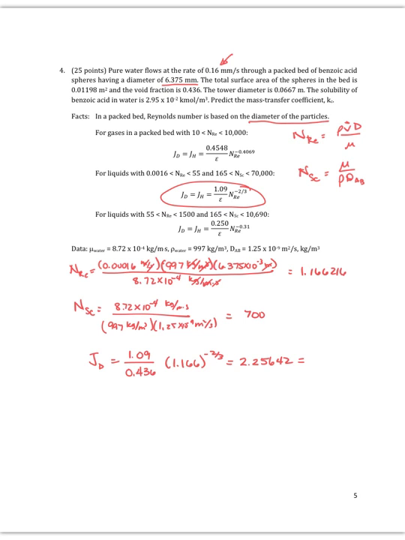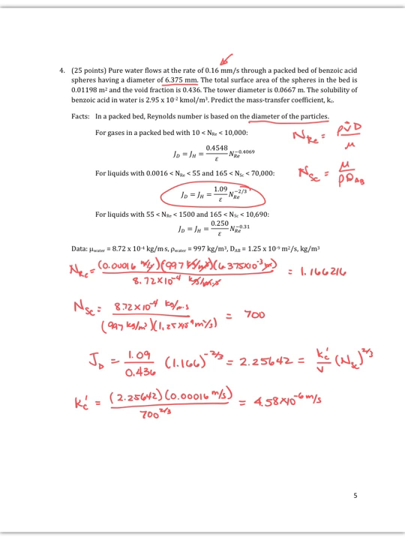Now, this is by definition the Kc prime over the velocity times the Schmidt number to the 2/3 power, or Kc prime is equal to 2.25642 times the velocity, again fixing the units, although this is the only term with units, so whatever units you chose to use ends up working, divided by 700 to the 2/3 power. And so the answer is 4.58 times 10 to the minus 6 meters per second.